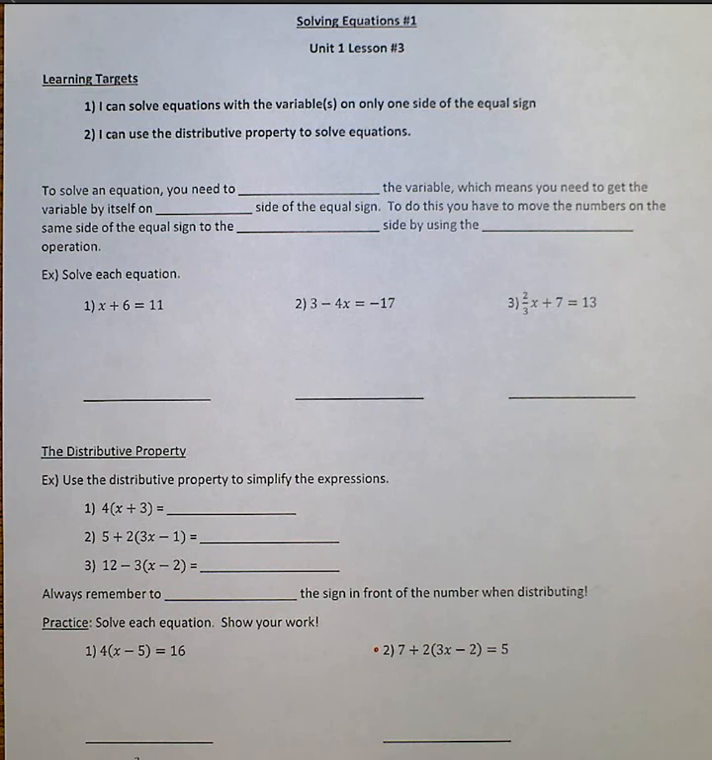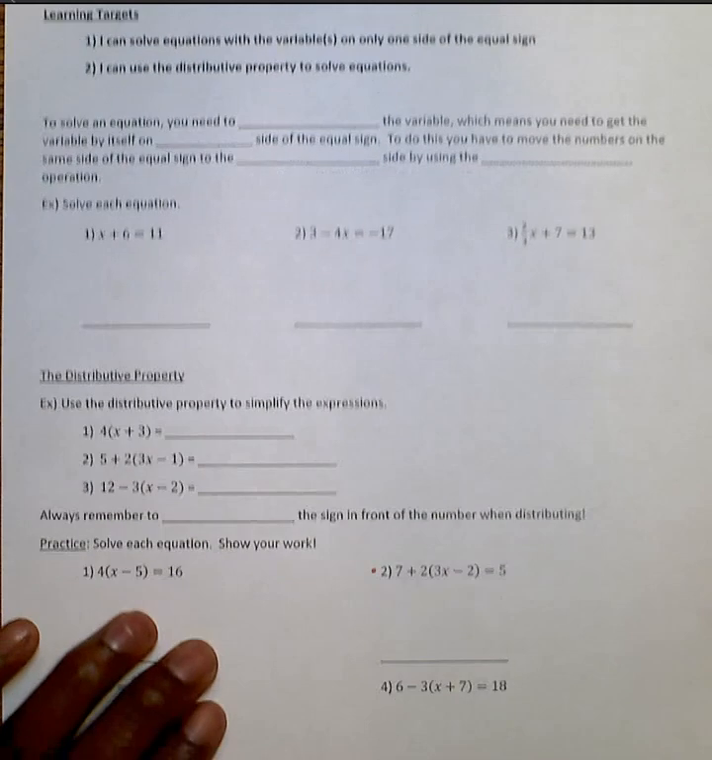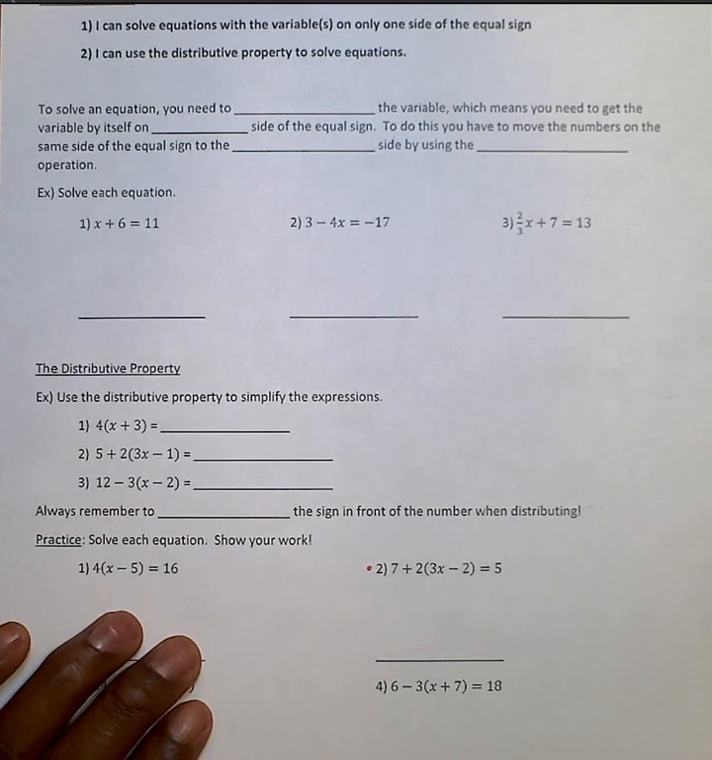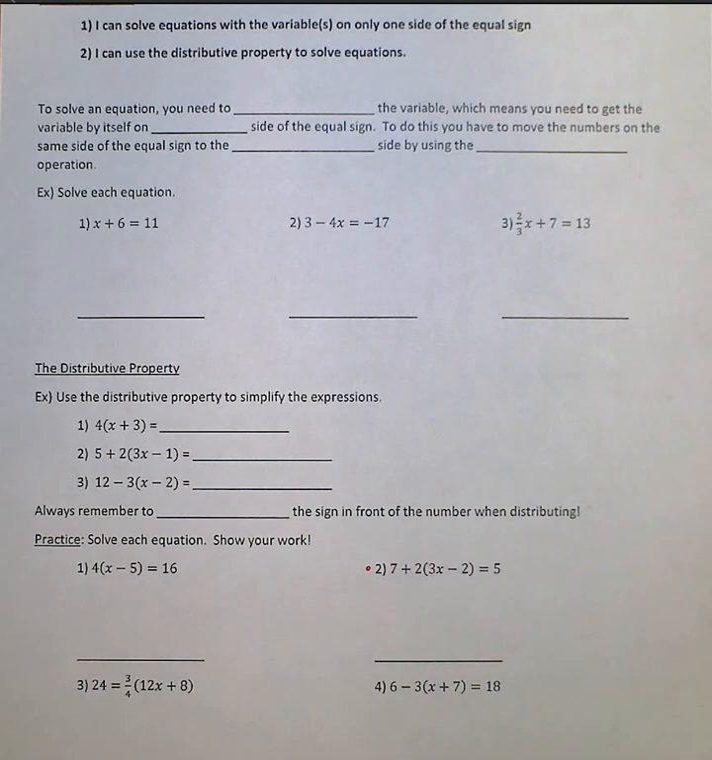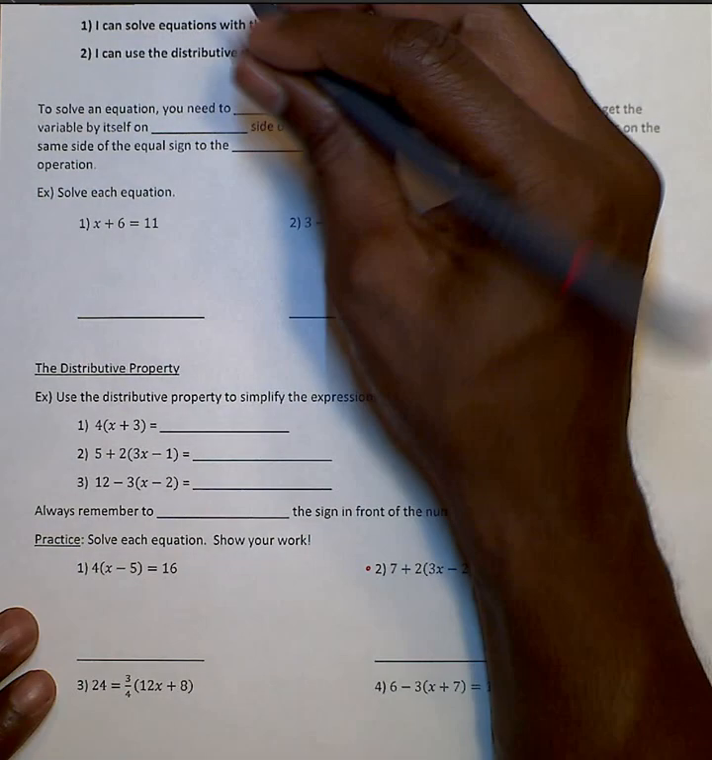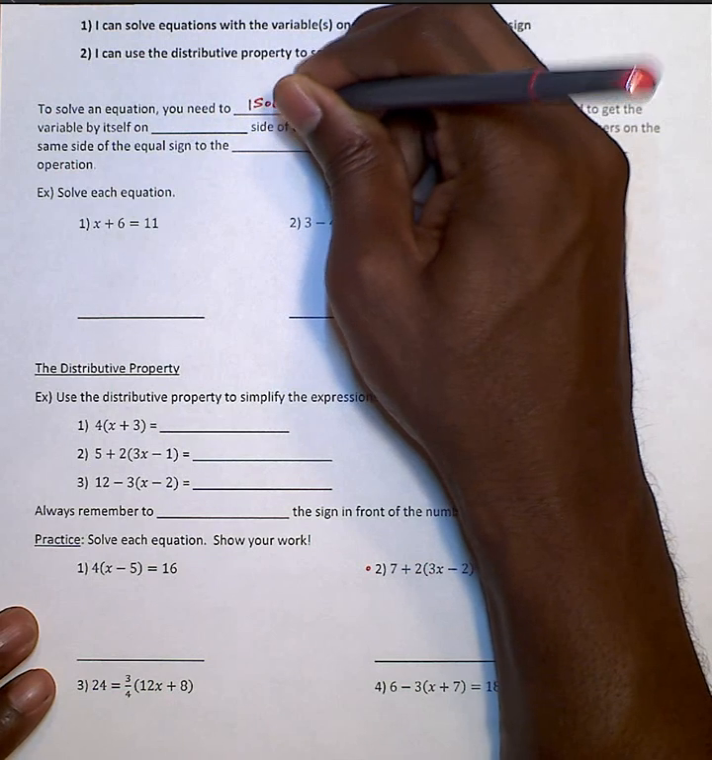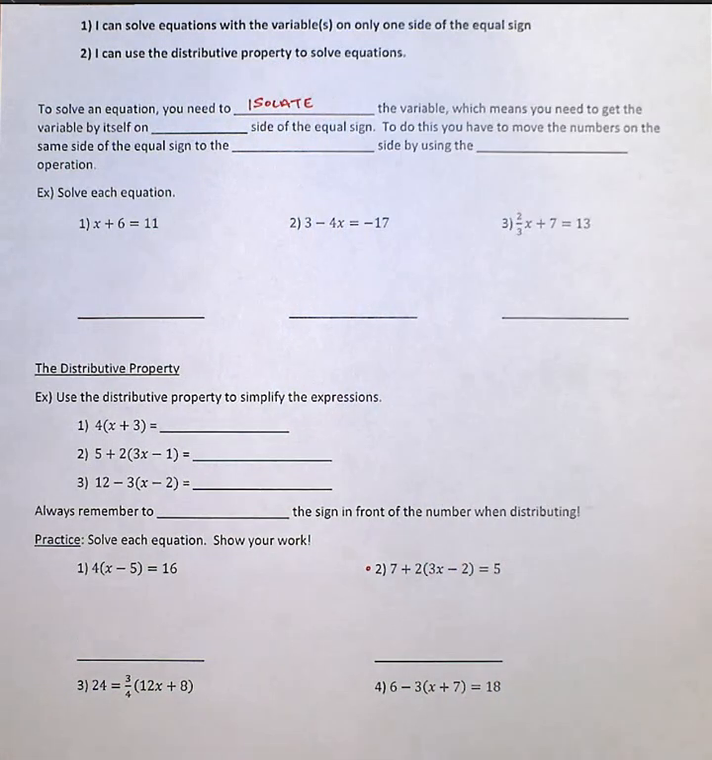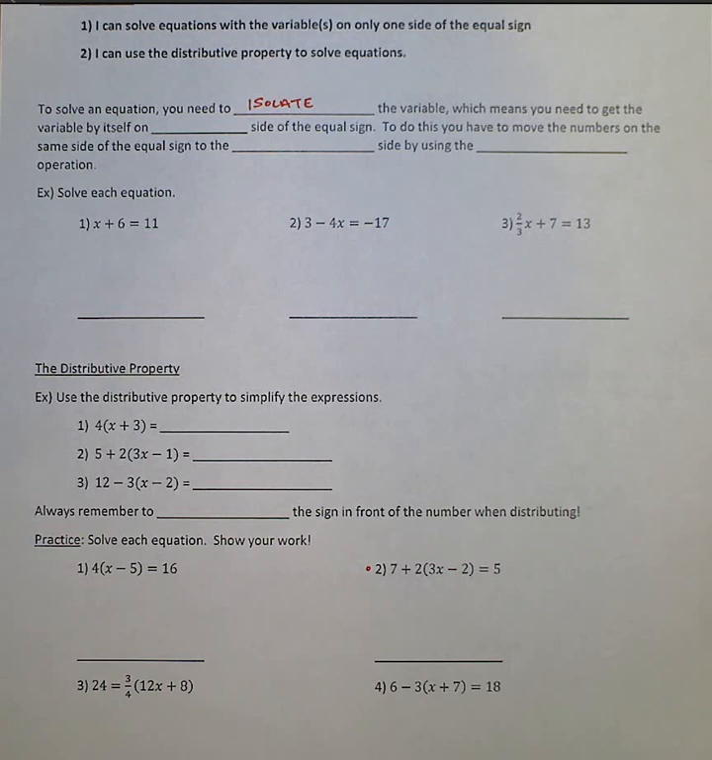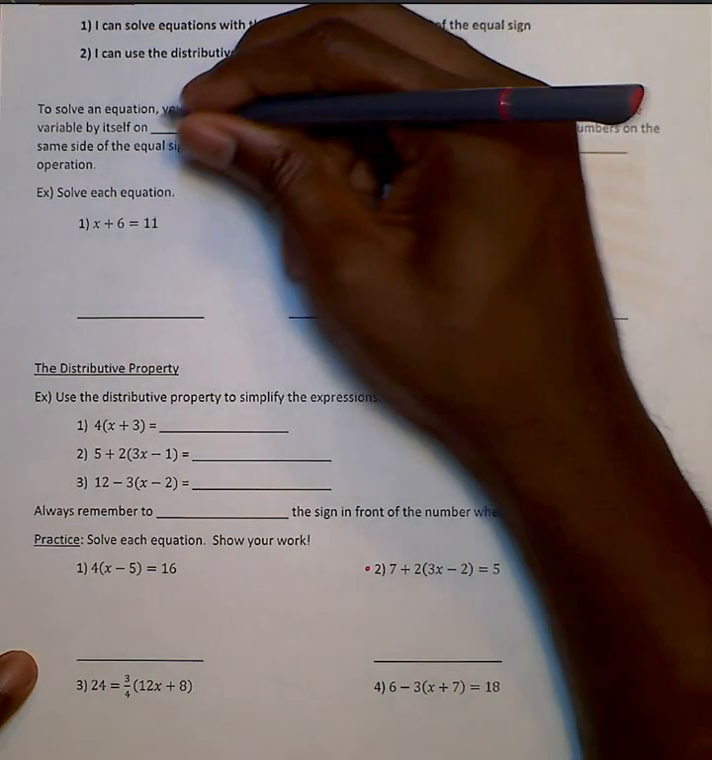Alright, so let's talk about solving equations. You guys have done this before, but it's a very important part of this course, and so we'll make sure that we have it all established before we get really into it. Okay, to solve an equation, you need to isolate the variable, which means you need to get a variable on a side by itself, on one side of the equal sign.